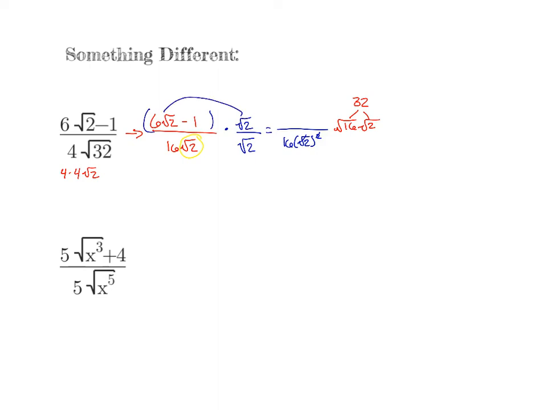So we're going to multiply this in, and so we have 6 times the square root of 2 squared minus the square root of 2. And so then all of this simplifies, because again this is going to cancel each other out. And we've got 12 minus the square root of 2. And then we've got 16 times 2 in the denominator, which is going to give us 32. And so that's our final answer on that one.